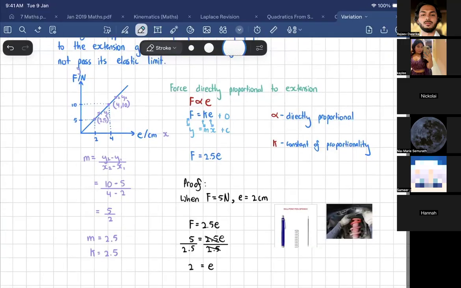Let me know if you understand this too, where they would give you a graph and you would have to find a gradient to find the k. Do you understand that as well? Yes, sir, I understand. You just take a point from the graph and do the gradient for the line. Great.